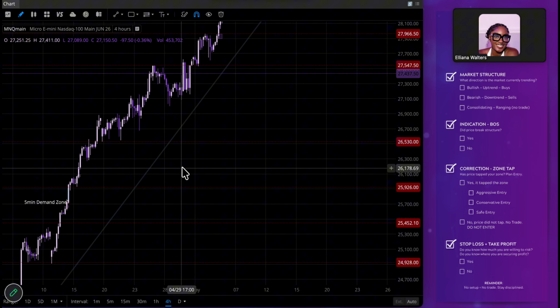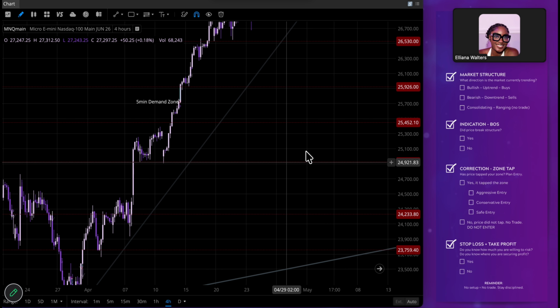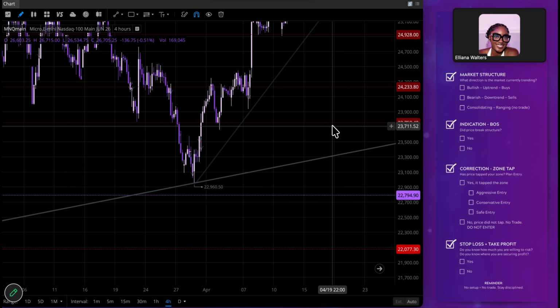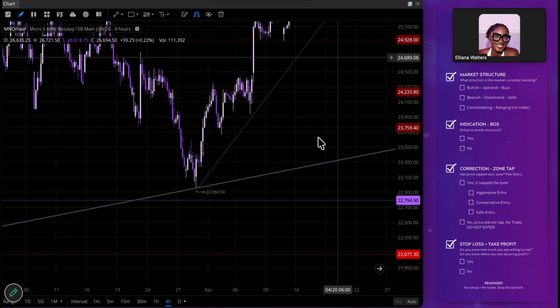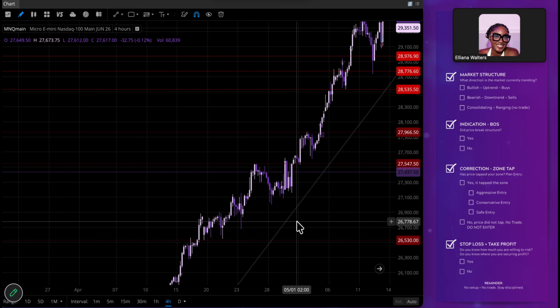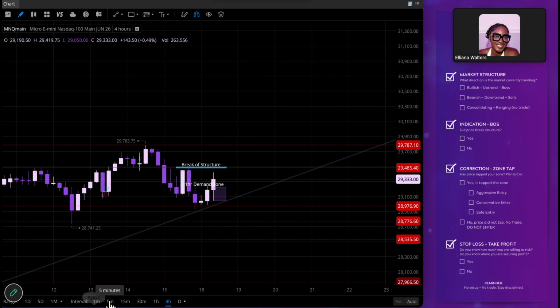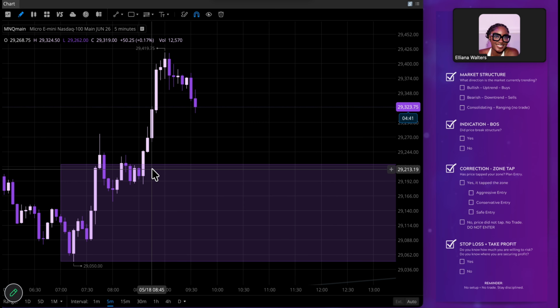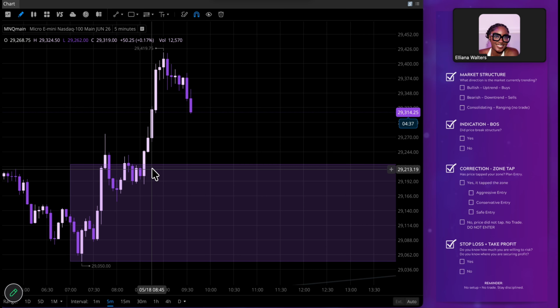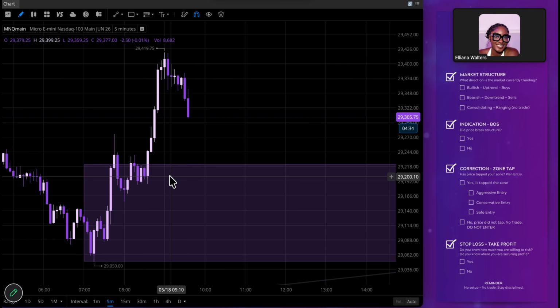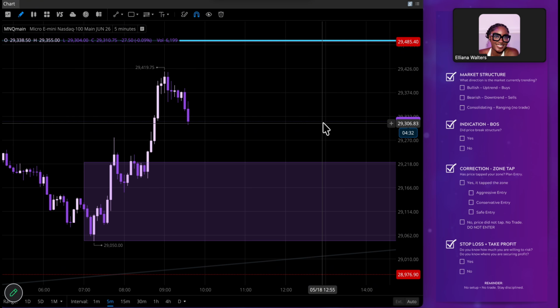So for example, I'm trying to do something I haven't done, but we'll have to look at a completely empty chart because it'll be hard to explain on here. But that's fine. Let's look at this. This might be a trade right here. Let me see.